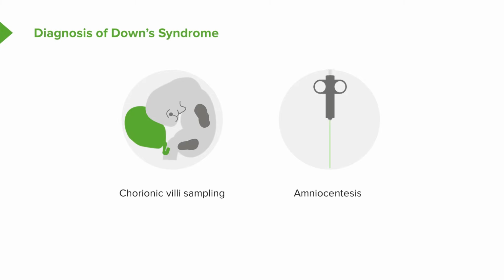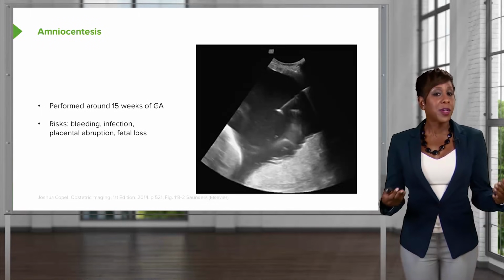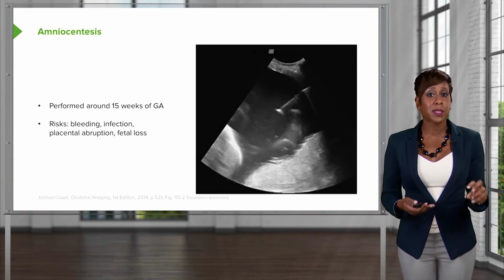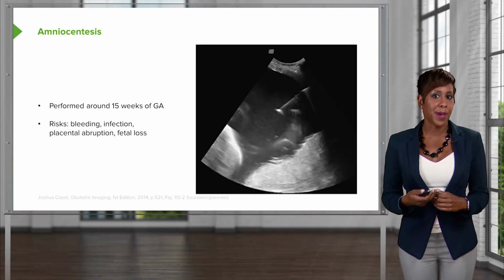The next invasive test is amniocentesis. With this test, in a similar manner, as you can see here in the picture, a needle is placed inside mom's belly, amniotic fluid is drawn, and again, a karyotype is performed. This test is usually done around 15 weeks gestational age, and again, it is confirmation to determine if a patient has a fetus with Down syndrome. The risks that go along with this procedure are bleeding, infection, placental abruption, and again, fetal loss. It was previously thought that with chorionic villus sampling there was an increased risk of fetal loss compared to amniocentesis, but we now know that risk is about the same.